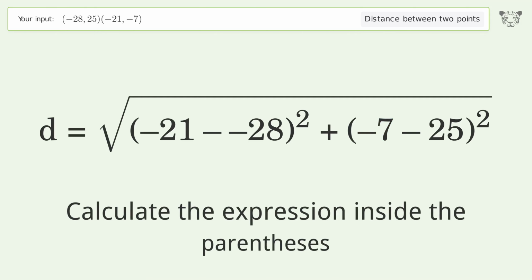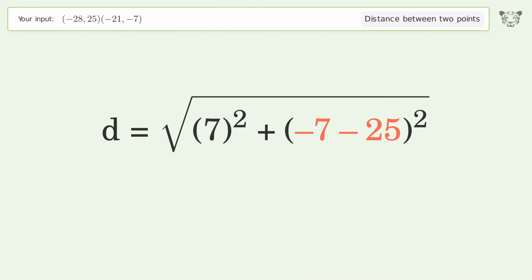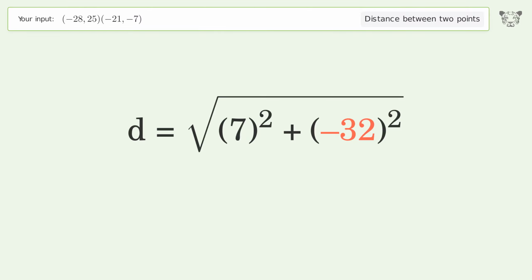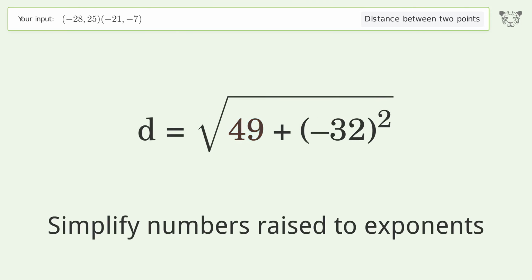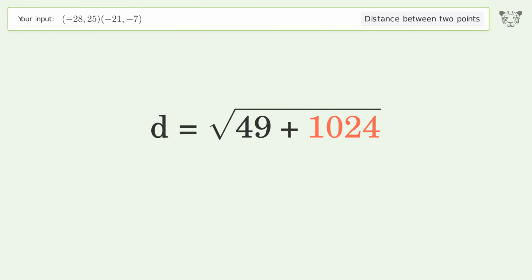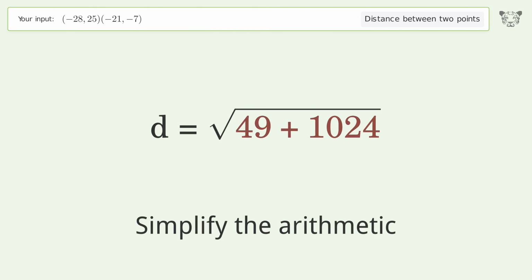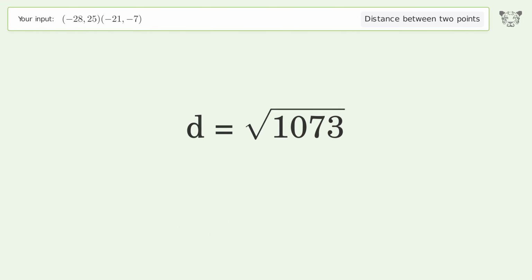Calculate the expression inside the parentheses. Simplify numbers raised to exponents. Simplify the arithmetic. And so the distance between the 2 points is the square root of 1073, or 32.757.